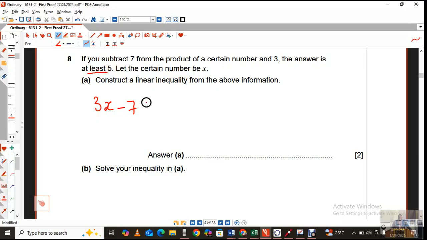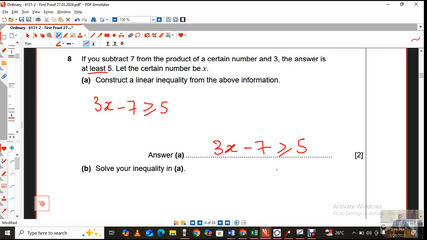At least means it can be more or equal to 5. Because when I say give me at least $5, that is the lowest you can give me. It is $5, but you can give me more. Right. So that is the linear inequality that we have. The inequality is 3x minus 7 is greater than or equal to 5.